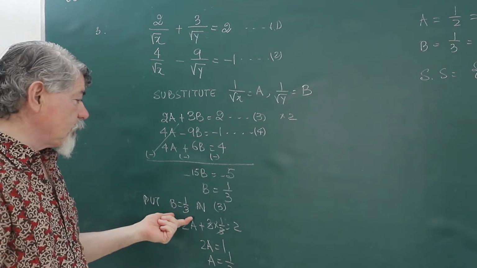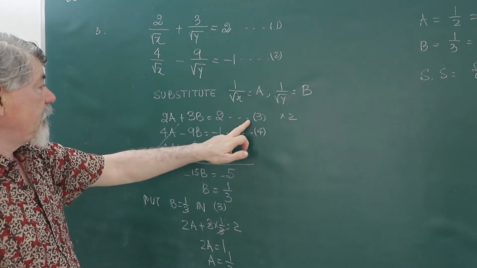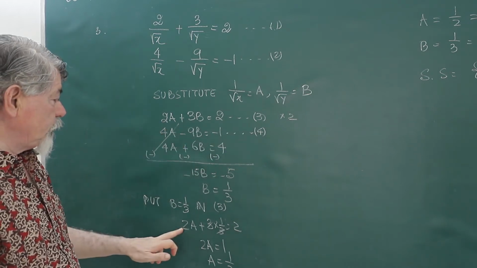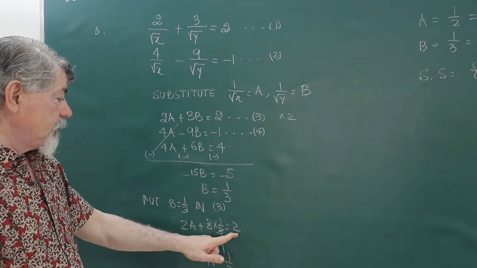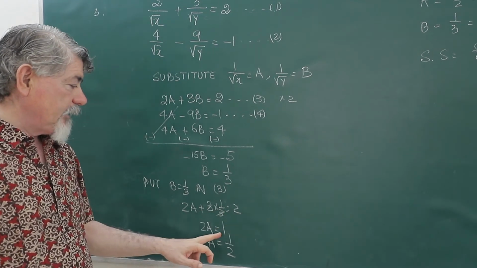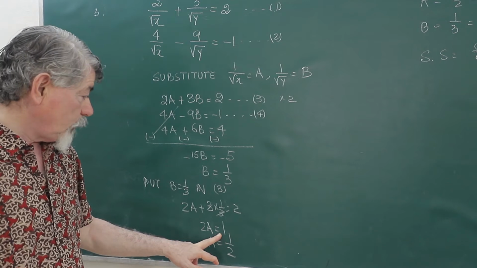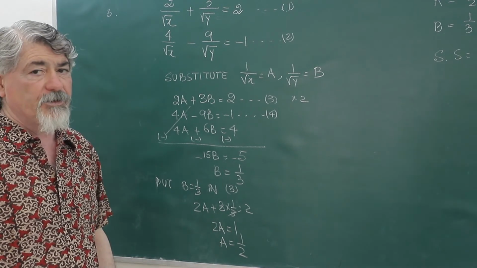Now put b is equal to 1 upon 3 in equation 3. Equation 3 is 2a plus 3b. So 2a plus 3 into the value of b, 1 upon 3, becomes 1. I'll transfer 1 to that side. It will become 2 minus 1 is 1. So 2a is equal to 1, or a will be 1 upon 2.